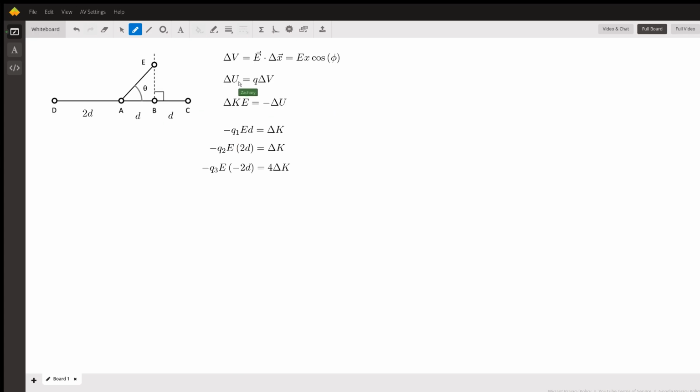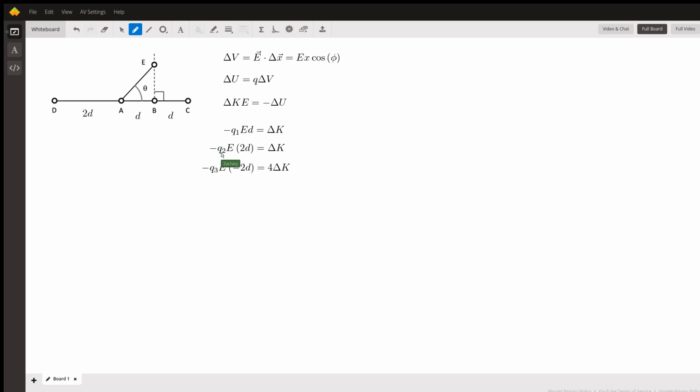So we can take the potential energy for charge 1 being the charge of charge 1 times the electric field times the distance traveled, which is D, from A to B. And then we negate that to make it equal the kinetic energy it gained. So minus Q1 E times D is equal to delta K. Likewise, for charge 2, its distance was 2D in the right-hand direction. So it goes from A to C.